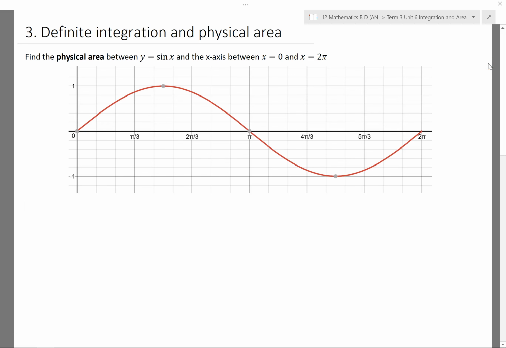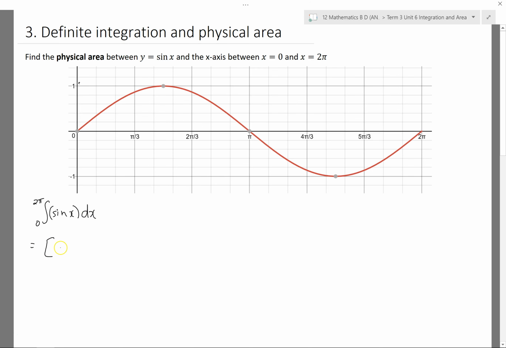Okay, definite integration and physical area. If you're asked to find the physical area between y equals sine x and the x-axis between 0 and 2 pi, you'd think, oh yeah, I know how to find physical area. That's the definite integral. And you'd go on your way and say, all right, integral between 0 and 2 pi of sine x with respect to x.